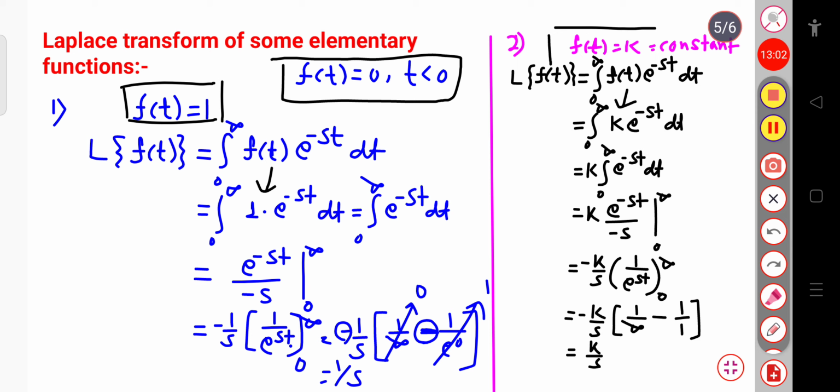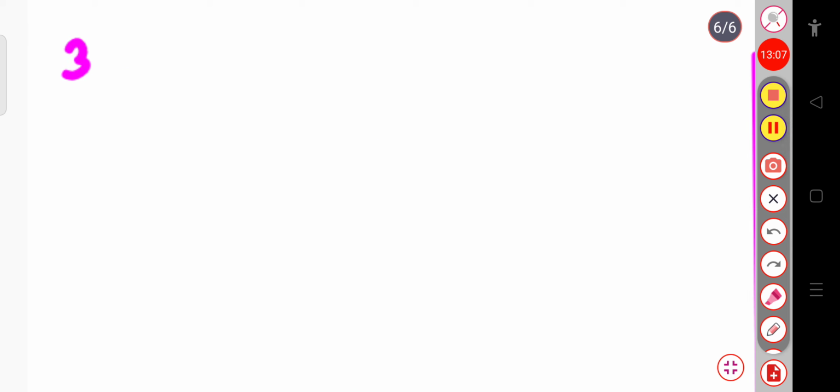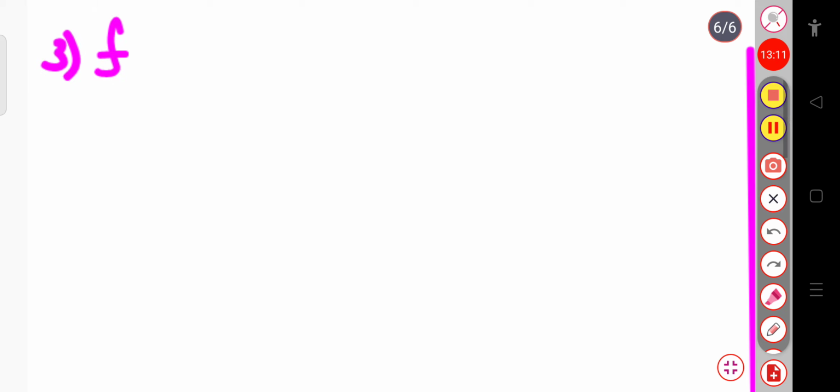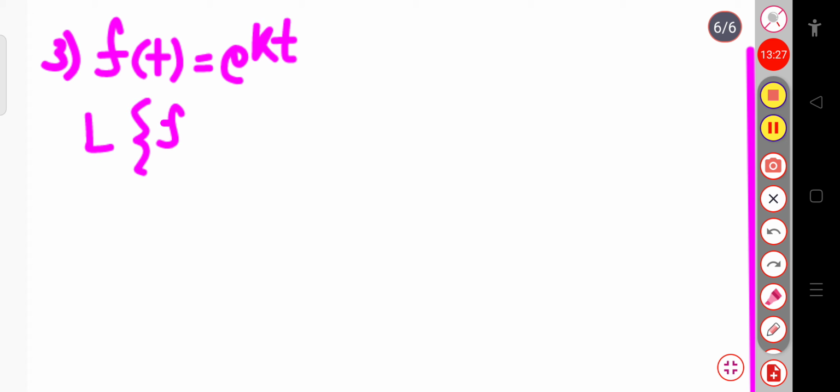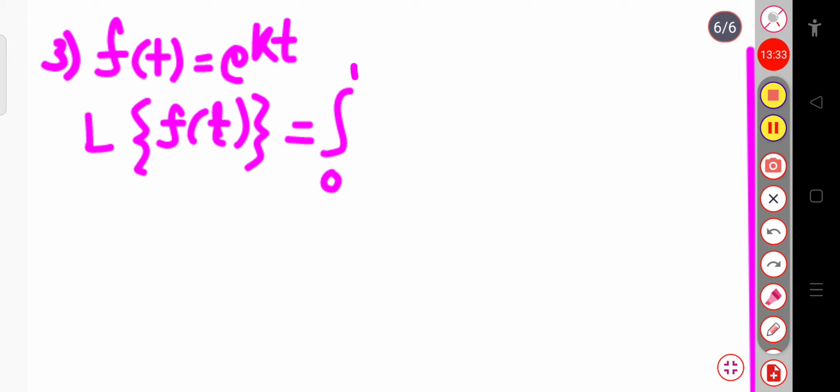Now let us take more examples. Now this is number 3. Suppose the function f of t equal to exponential kt. Now we have to calculate the Laplace transform of exponential kt. Now the Laplace transform of f of t is equal to, first I will write the formula so that you can calculate by yourself. Just try to remember that formula.